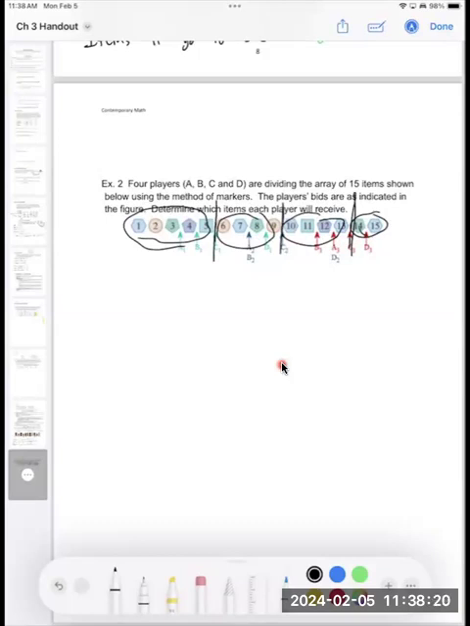Okay, so those are the way that they place their markers, and in their eyes, they think that they would get a fair share if they got any one of their 4 different pieces of the way they put up the array. Now let's see this method at work.